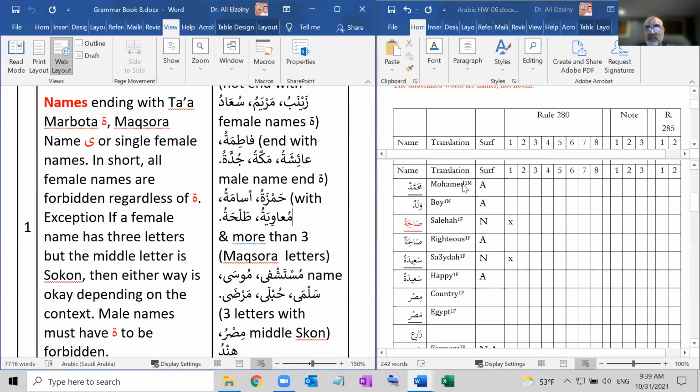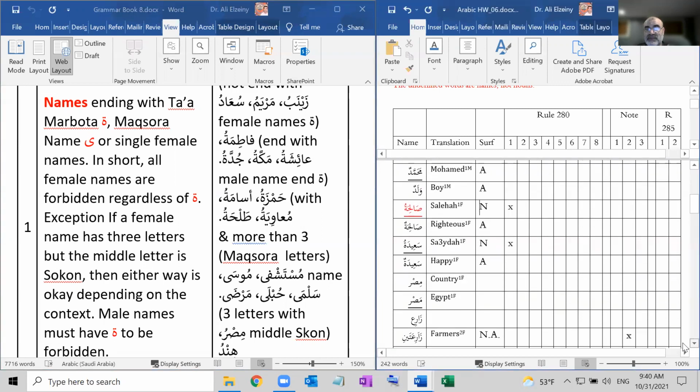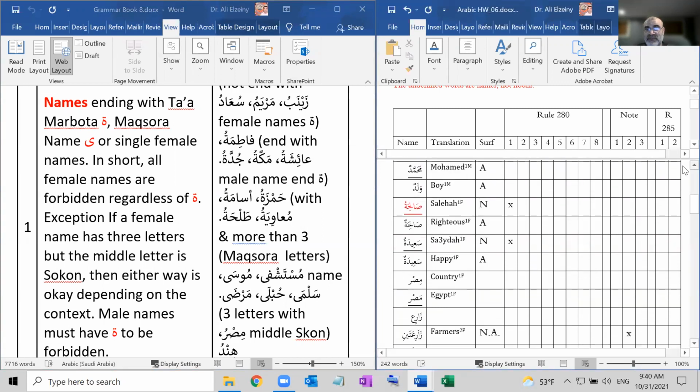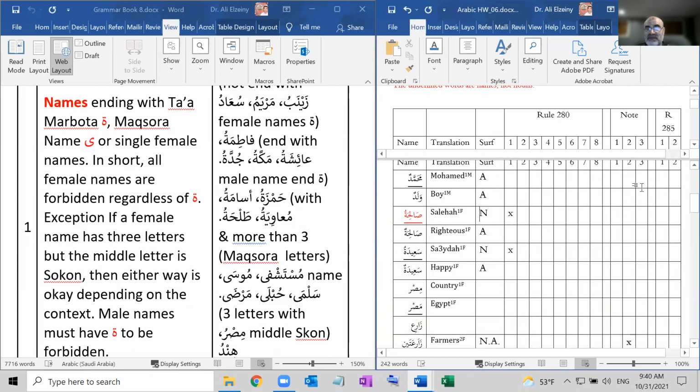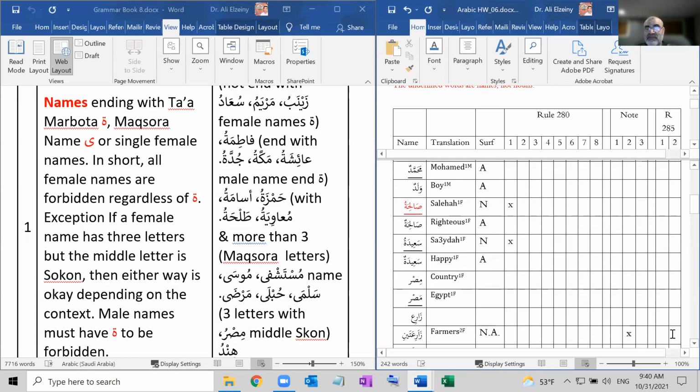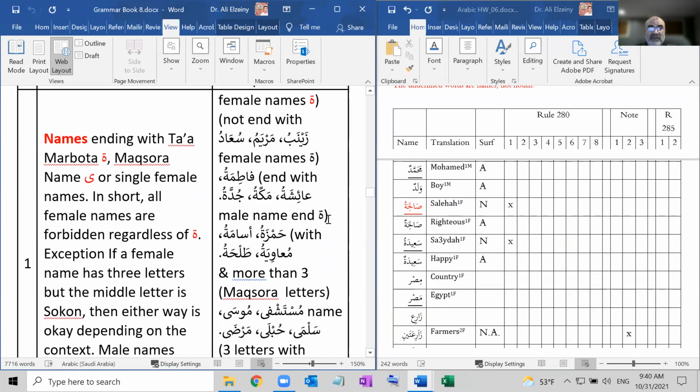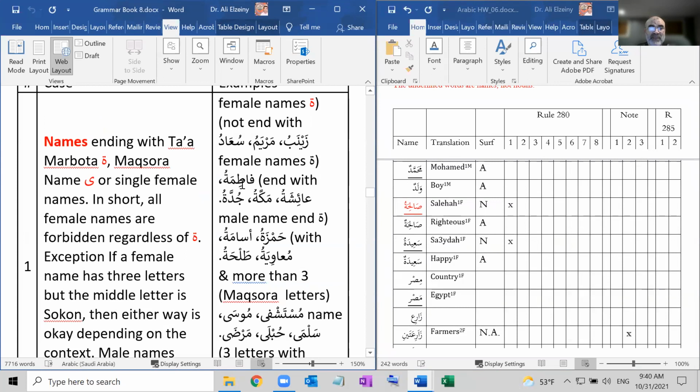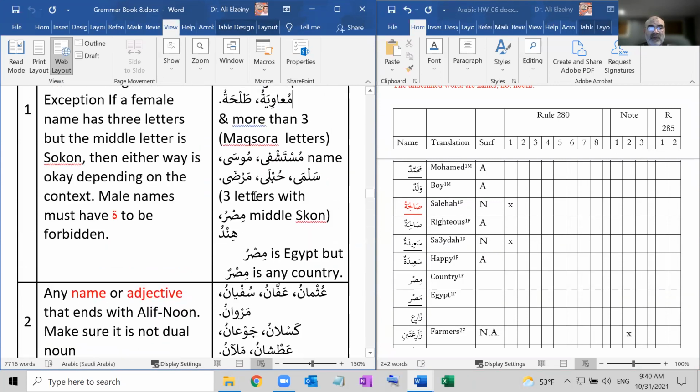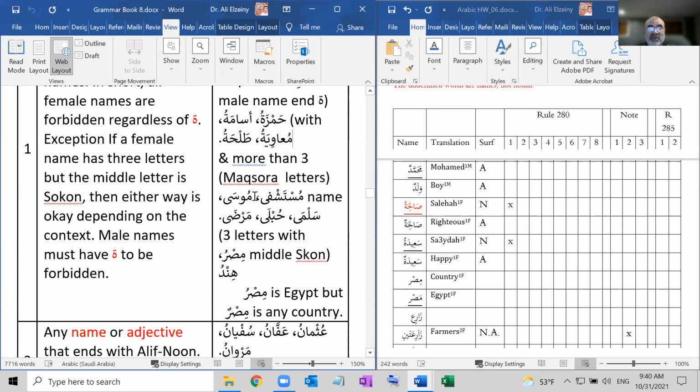Let's find out about the name Muhammad. Muhammad can only be used as a name, not a noun. Let's see if Muhammad's sarf is allowed or forbidden. Muhammad's sarf is allowed. Why? Is it a female name? No. Or is it a male name that ends with ta marbuta? No. Is it a female name? No.